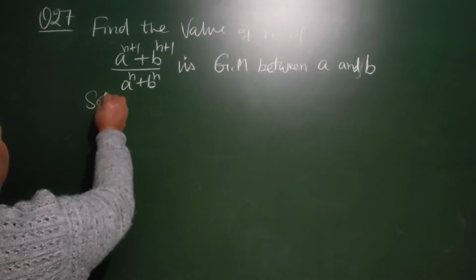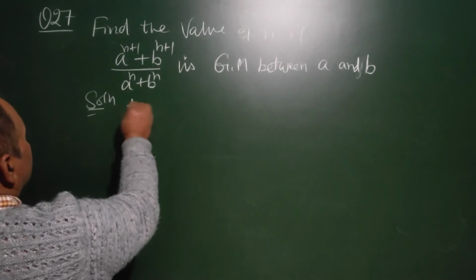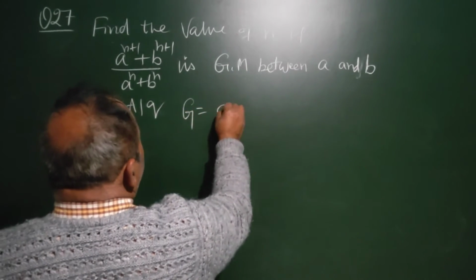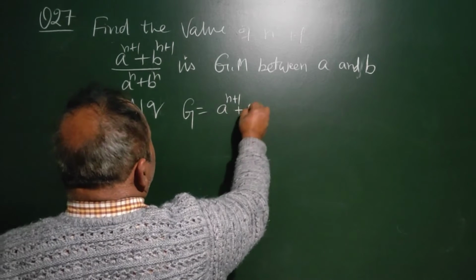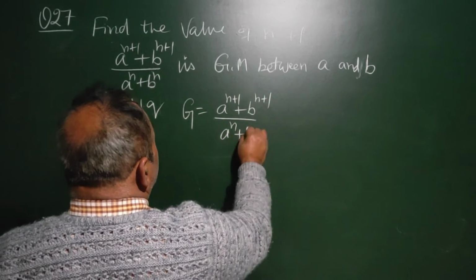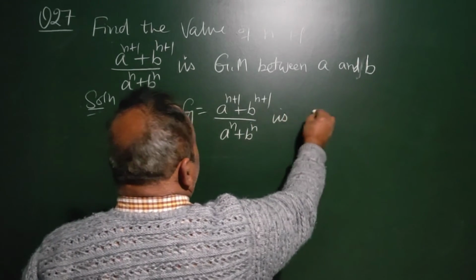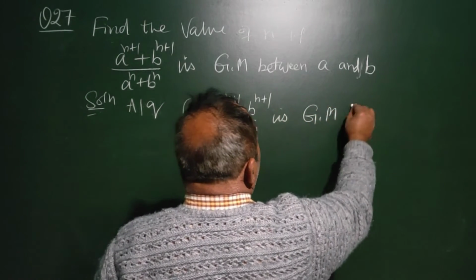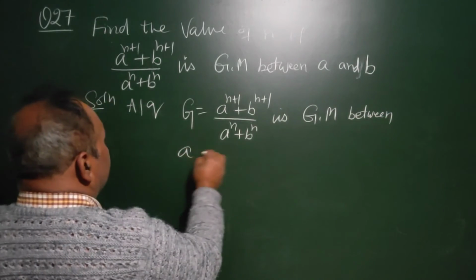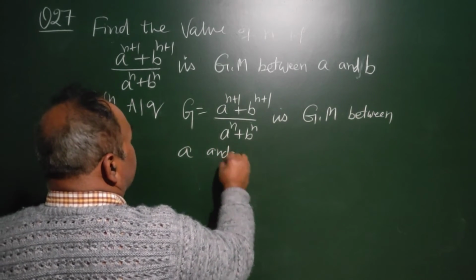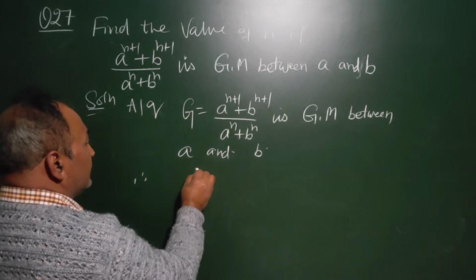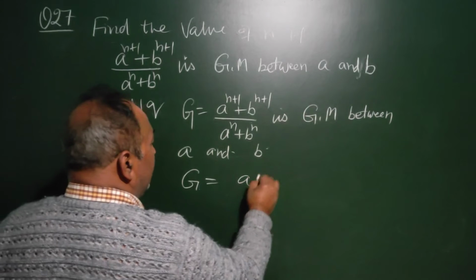Solution. According to the question, G, which is (a^(n+1) + b^(n+1)) / (a^n + b^n), is the geometrical mean between a and b. Therefore, G must be equal to the square root of ab.